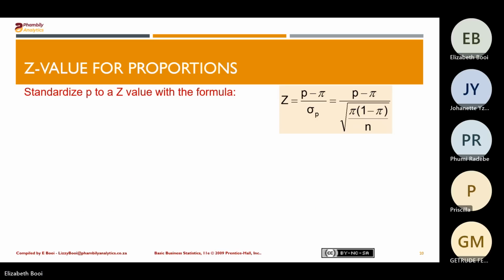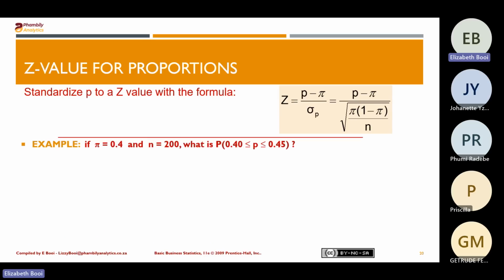Okay. So in order for us to calculate the probability, we need to first standardize our sample proportion by using the Z value. And the Z value for standardizing the sampling distribution is your sample proportion minus the population proportion, divided by the standard error, which is the square root of your population proportion times 1 minus the population proportion, divided by n. Let's look at an example.